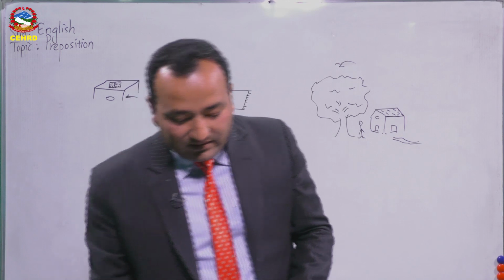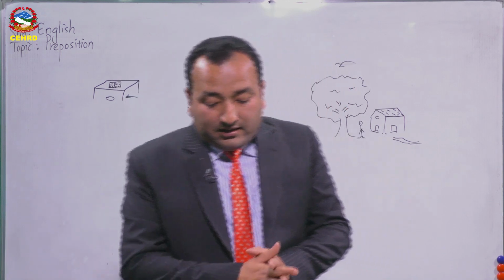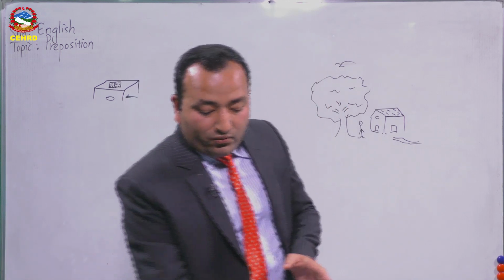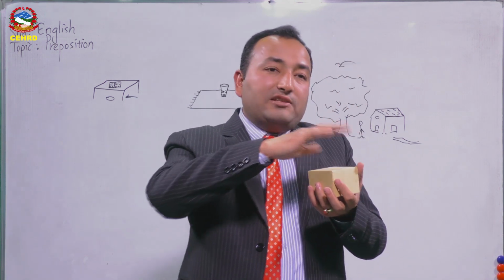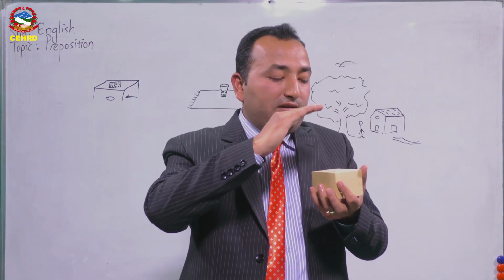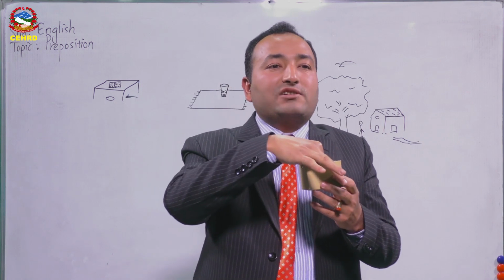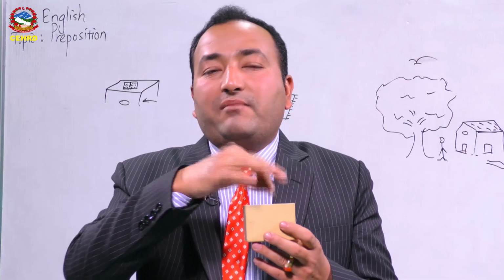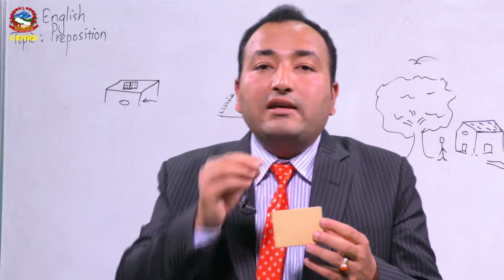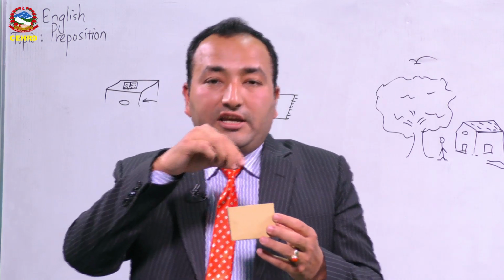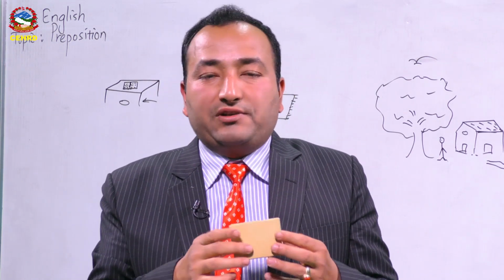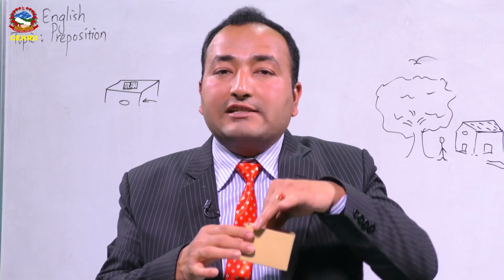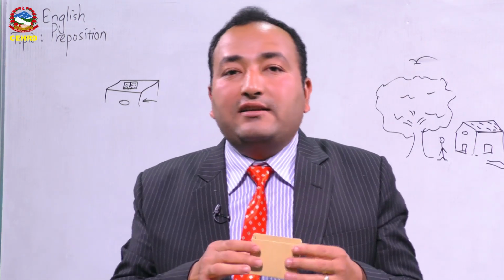I'll be telling you why it is so. We use on the box because it is a surface, and we use inside the box, or we use in the box, because it is inside, or it is in the stationary position, not moving. It is already inside something, inside the boundary.